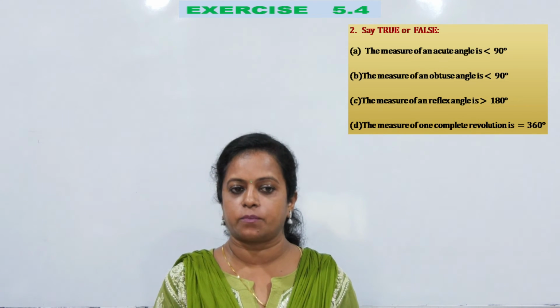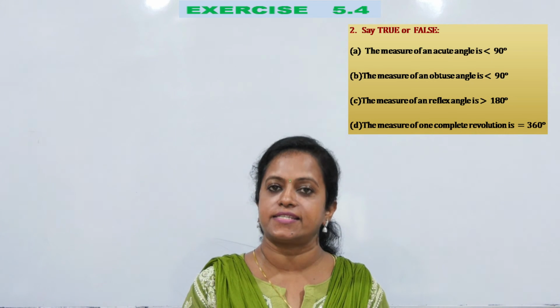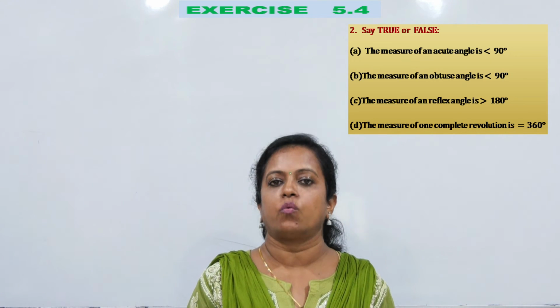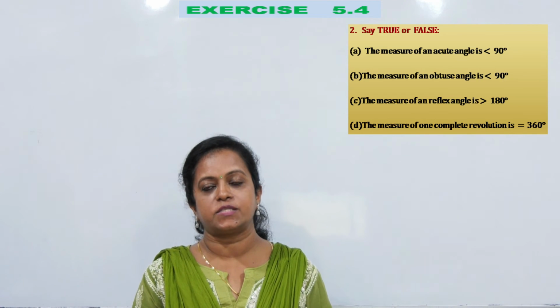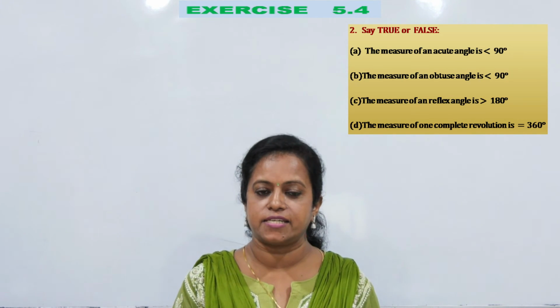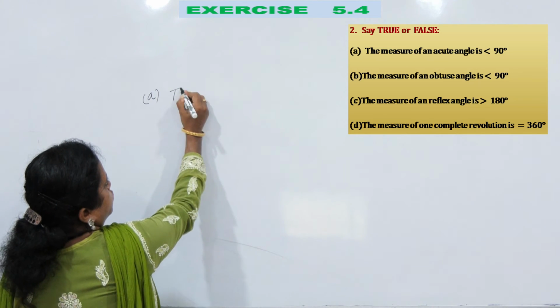Let us start with the second question of exercise 5.4, which says you have to say true or false of the given statement. The first statement reads, the measure of an acute angle is less than 90 degree. What did we learn? In an acute angle, the measure of an angle lies between 0 degree and 90 degree. So the first statement is true.